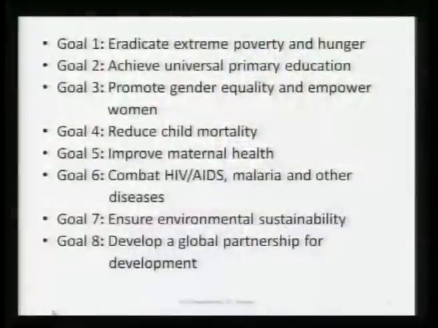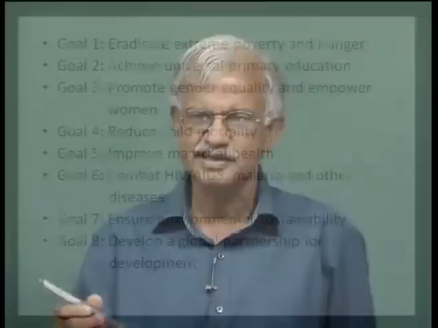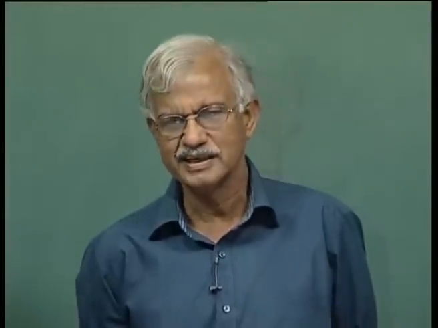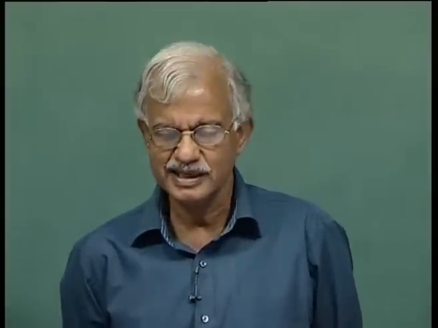The fourth goal is reduce child mortality. The fifth goal is improve maternal health. Now, these are goals, but what does health mean? What are the indicators of health? In what respect do we fix targets? That we will see a little later. Goal 6 deals with combating HIV/AIDS, malaria and other diseases. Obviously, because they are naming HIV/AIDS and malaria. So, the major focus of combating diseases is on HIV/AIDS and malaria.